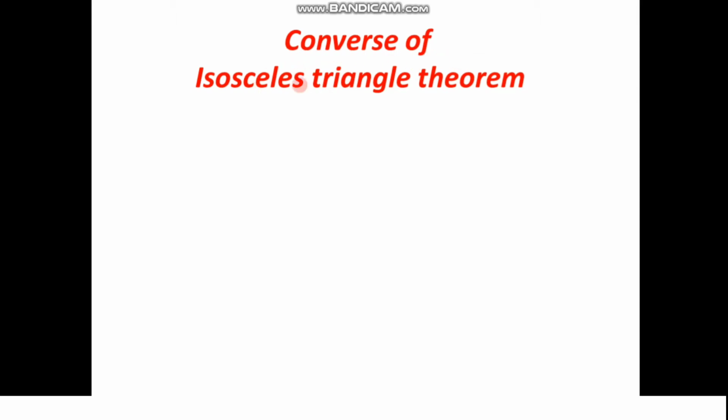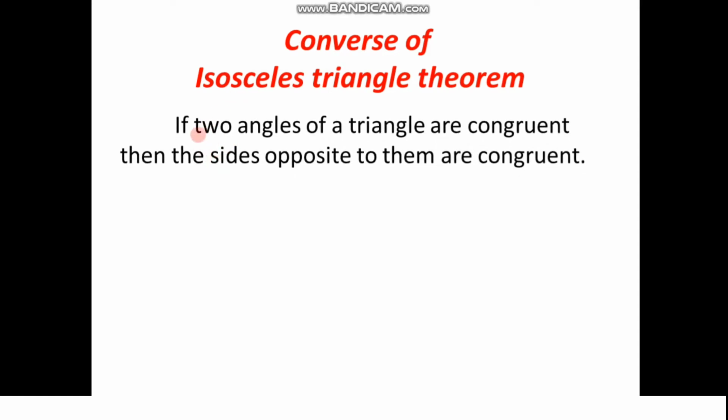So let us have the statement of the converse of the isosceles triangle theorem. The statement is, if two angles of a triangle are congruent, then the sides opposite to them are congruent. Let us illustrate this by using a diagram.